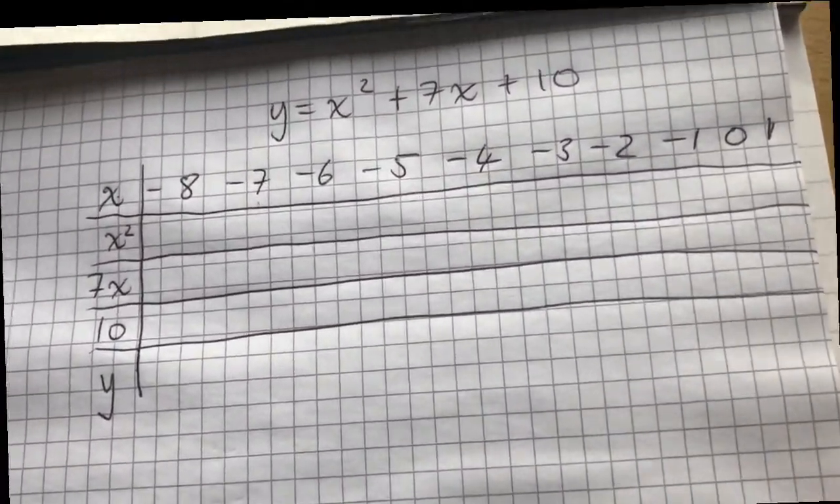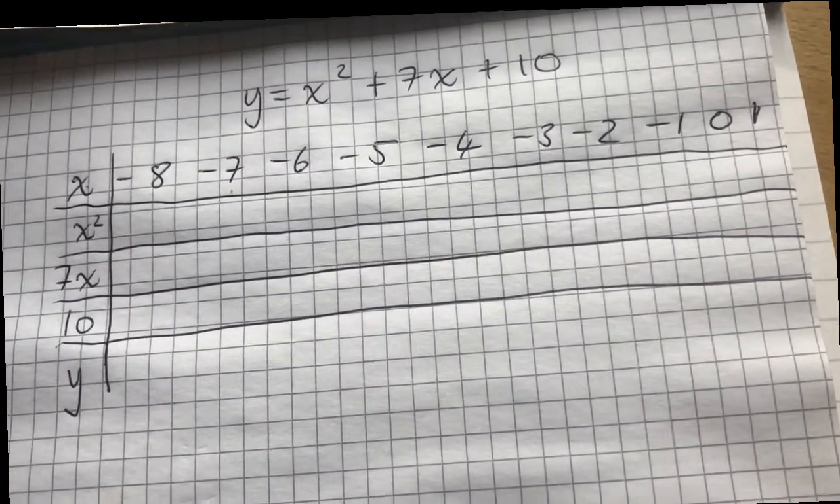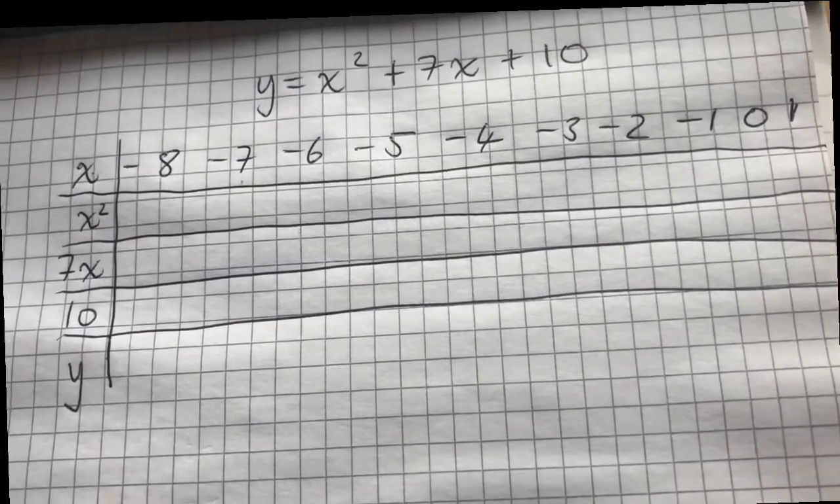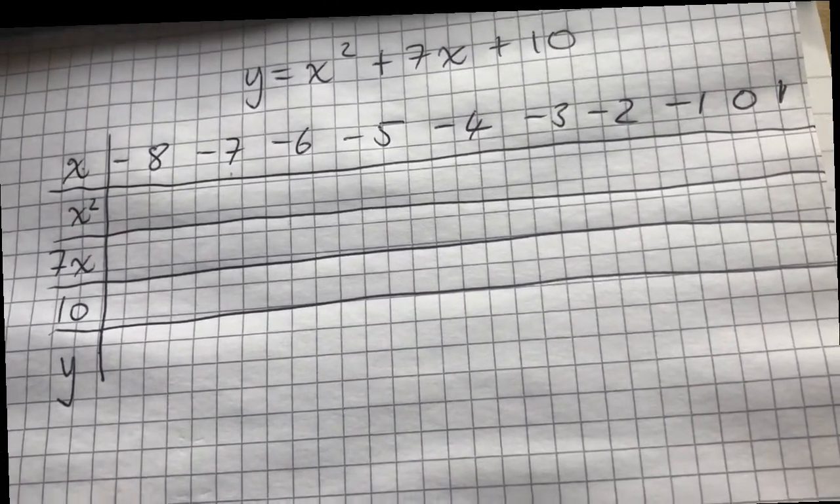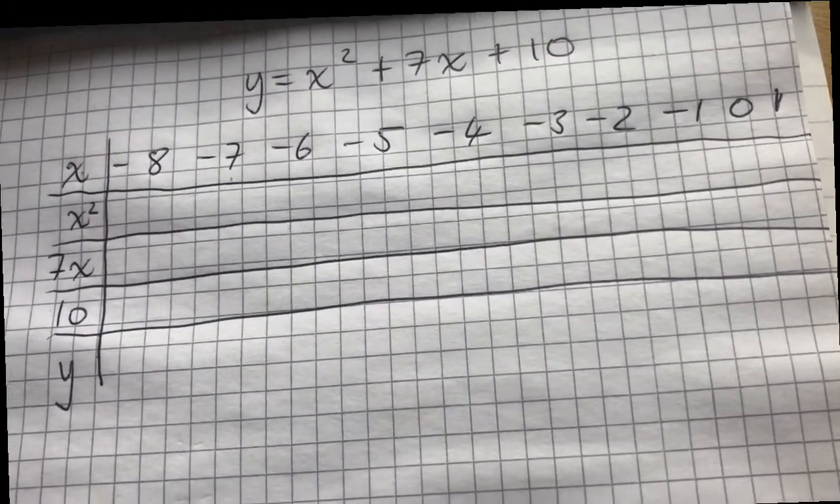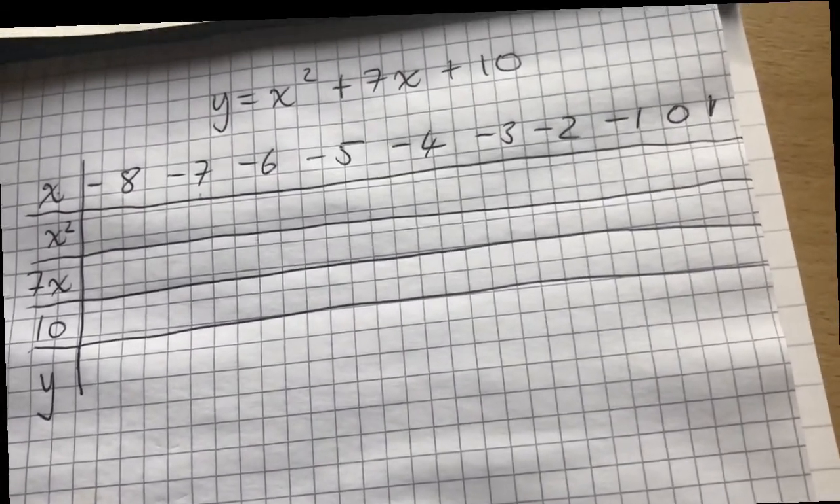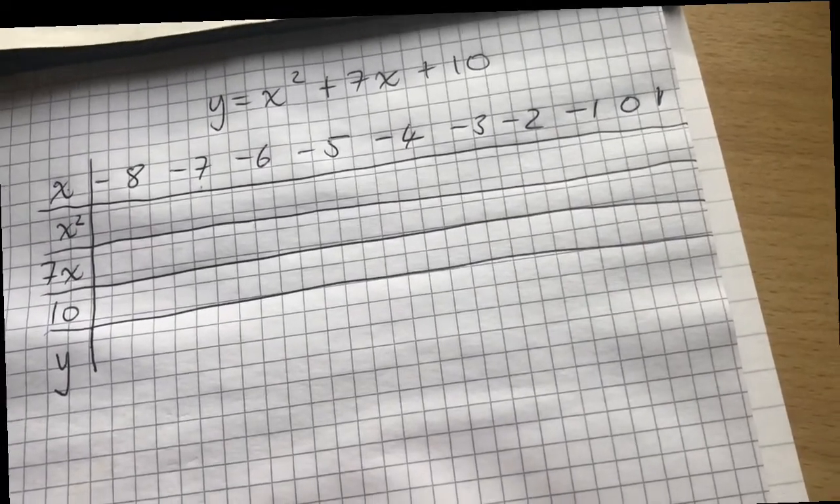Okay, so there's my wee table, and because it's a more complicated rule, I've broken up the table into more rows than we had before, so we don't have to work out the y value all in one go. Because the y is made up of x squared plus 7x plus 10, I've done out a row for each of those terms.